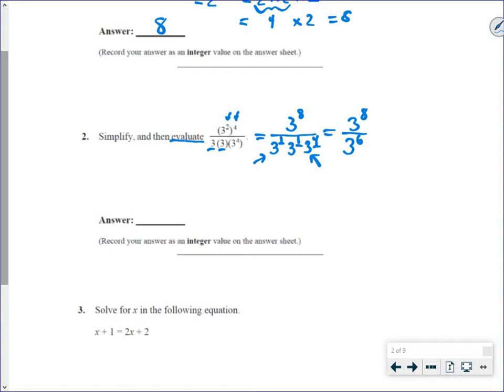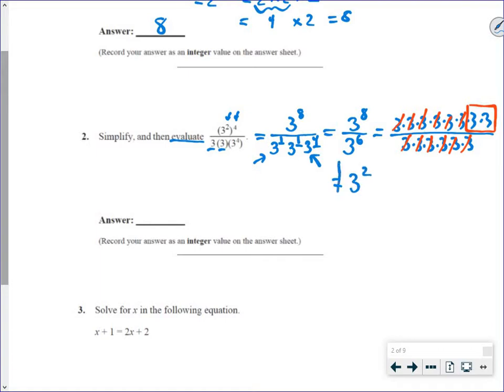So if you wanted to write this out fully, we would have 8 3's up top. 3, 4, 5, 6, 7, 8. And then we have 6 3's on the bottom. So we can divide these out one at a time, like pair them off. 3 divided by 3 is 1. That's also 1. We're left with just 3 by 3. So 3 by 3 is 3 squared.